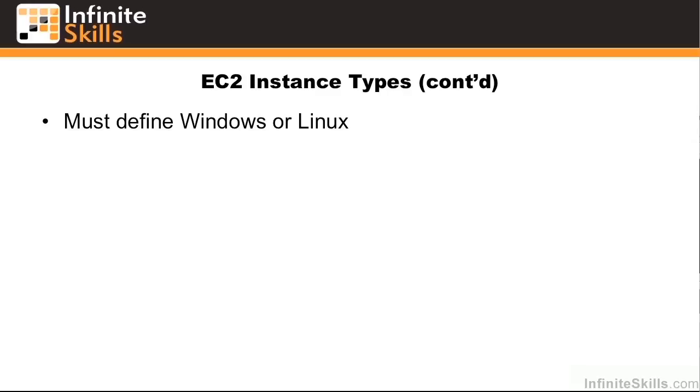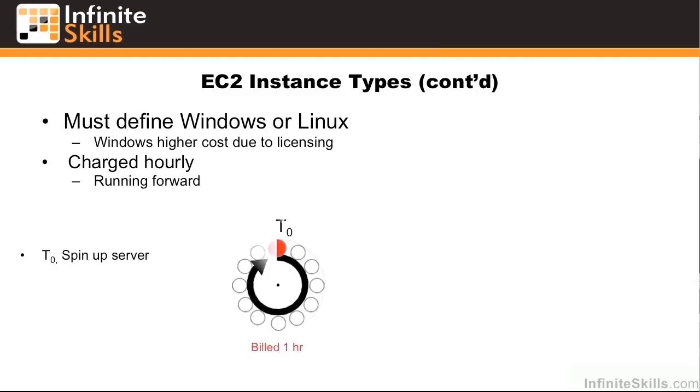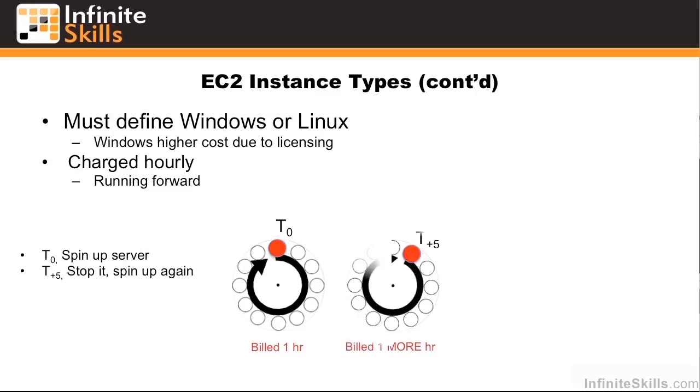Some things about EC2 instance types that you should be aware of. First, you have to define whether it's Windows or Linux. The Windows is going to be a higher cost due to licensing. These are charged hourly, and this is something that always gets first-time users. Let's take a look at what we mean here. It's charged running forward, which means such as T0 here, I spin up an instance. At the top of the hour, I spun up an instance, I got billed for 1 hour. Let's say that 5 minutes later, I didn't like that instance. I stop it and I start another one. I'm billed for an additional hour.